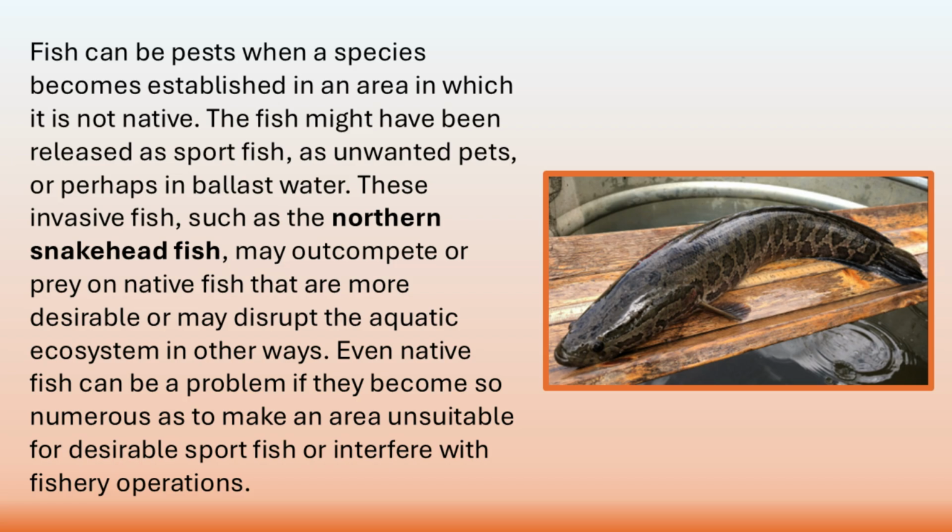Fish can be pests when a species becomes established in an area in which it is not native. The fish might have been released as sport fish, as unwanted pets, or perhaps in ballast water. These invasive fish, such as the northern snakehead fish, may outcompete or prey on native fish that are more desirable and may disrupt the aquatic ecosystem in other ways. Even native fish can be a problem if they become so numerous as to make an area unsuitable for desirable sport fish or interfere with fishery operations.